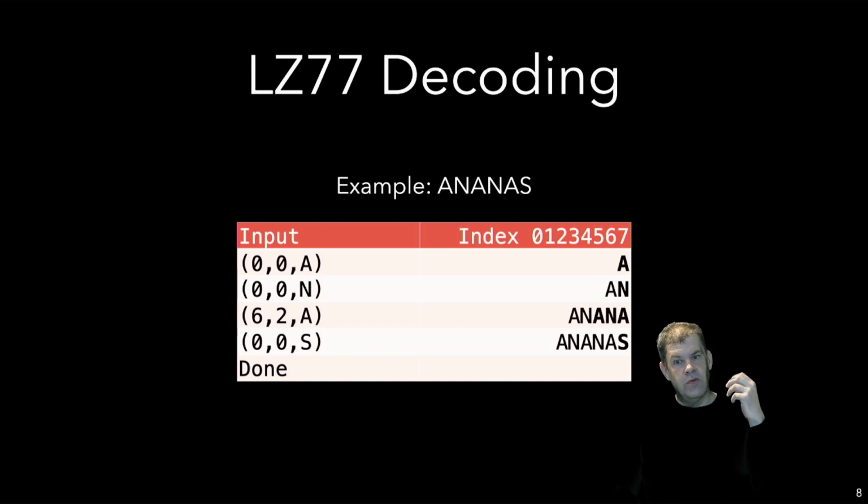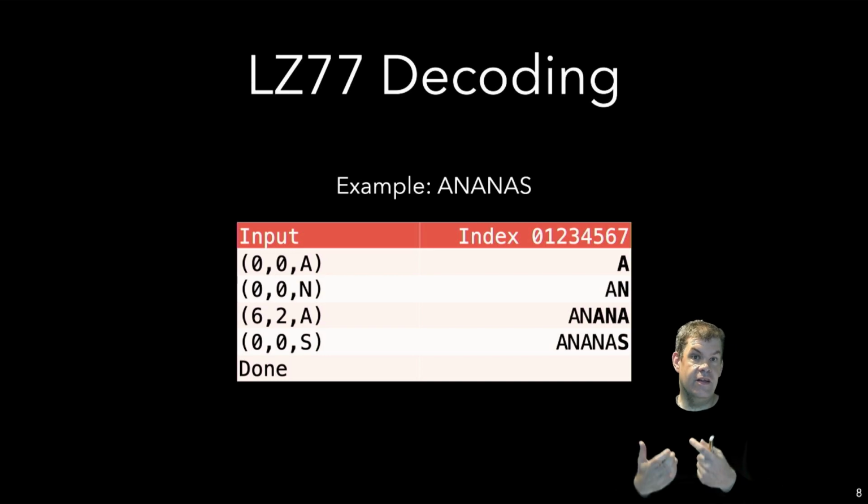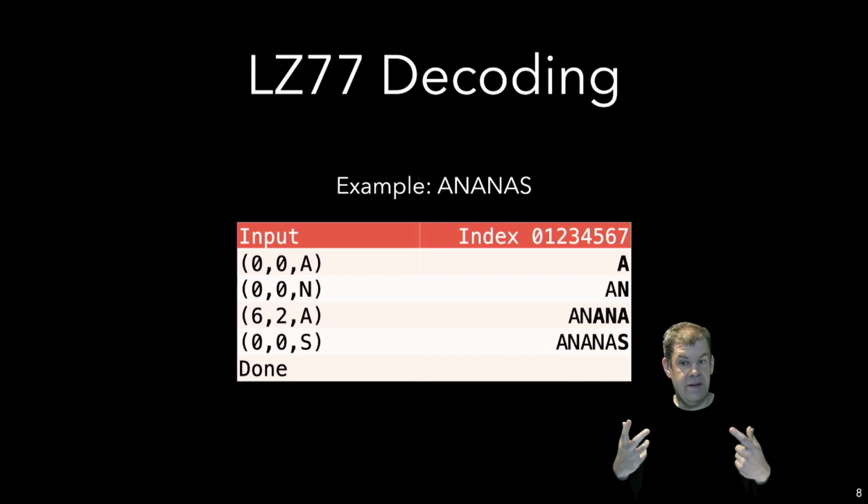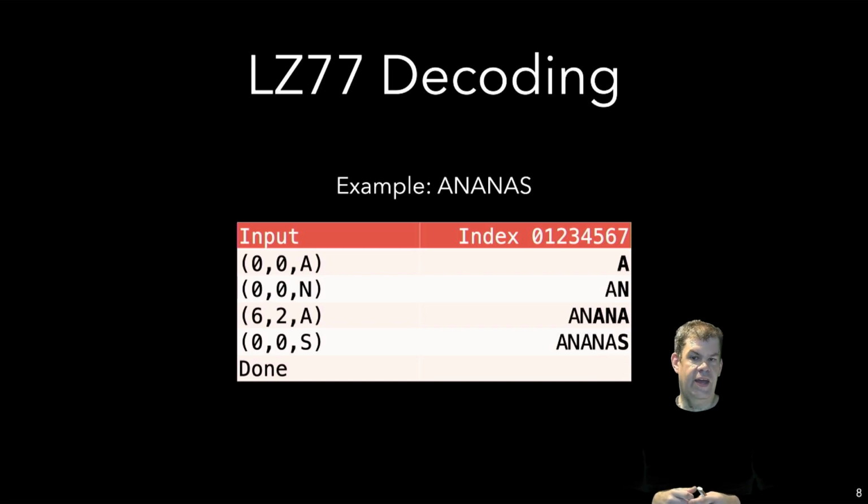And observe 2 things. We output the character and we keep the sliding window around, and we also output it into the sliding window. So beside the fact that we output A, we also output an A into the sliding window. Next, we have 00N. So we output an N and add it to the sliding window. So we now have AN in the sliding window.